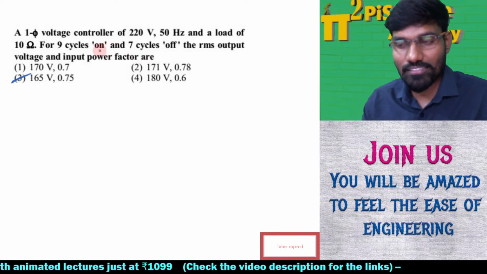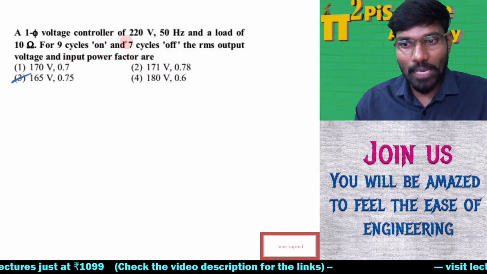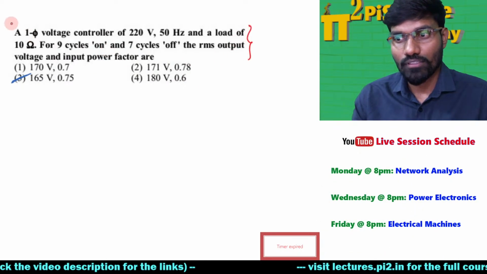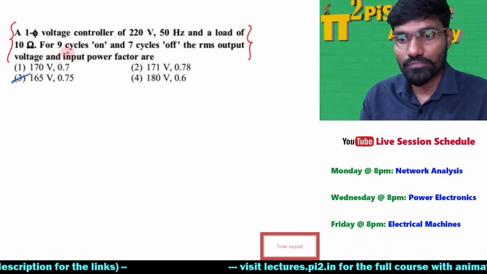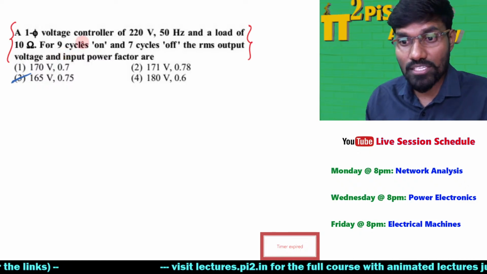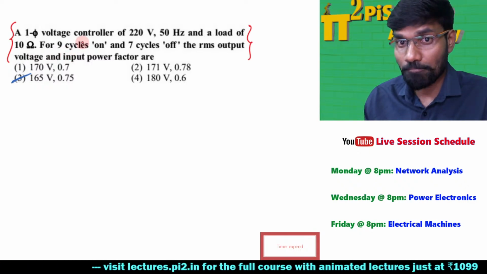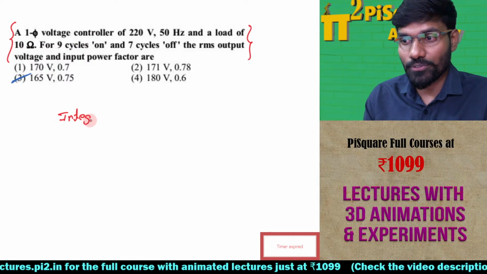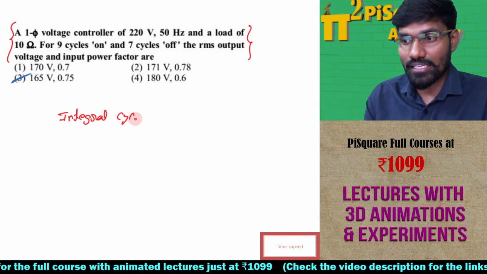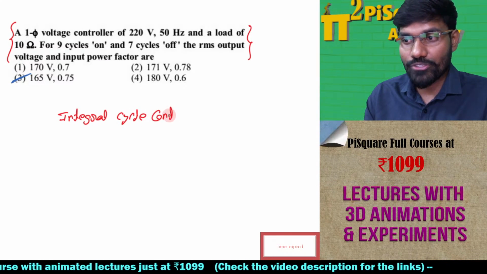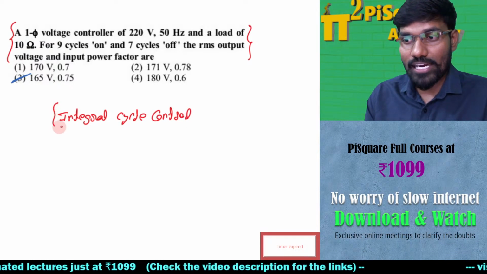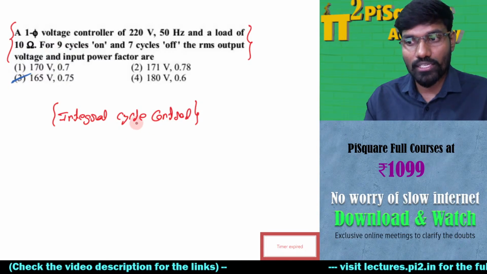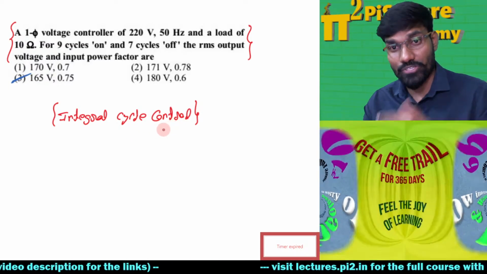See here, what is the type of converter used here? Can somebody write it? Don't say AC voltage regulator. Integral cycle control is used here. What is the advantage of integral cycle control over regular phase control? There are some advantages, and there are some disadvantages also.